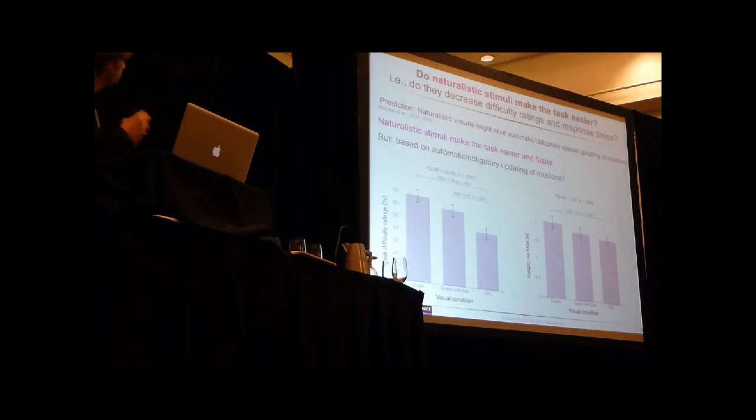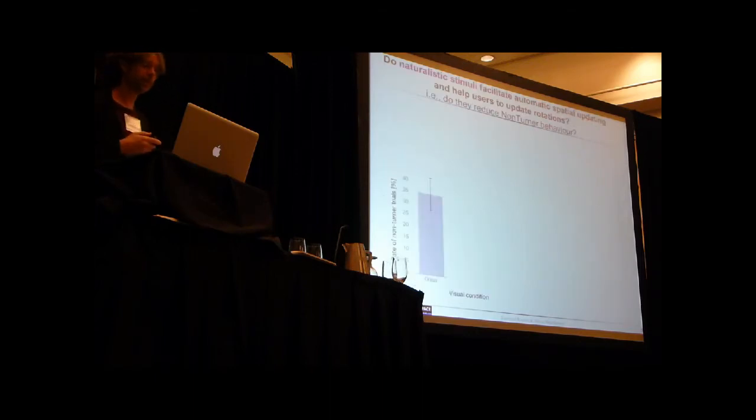So does it mean it's already based on automatic and obligatory updating of rotations? If so, then the non-turner rate should really go down. So this is the next slide. In the simple grass environment, you have overall about 35% of non-turner trials. So in 35% of the trials, people fail to update the turner point to the right direction. In the city environment, this was down to 10%.